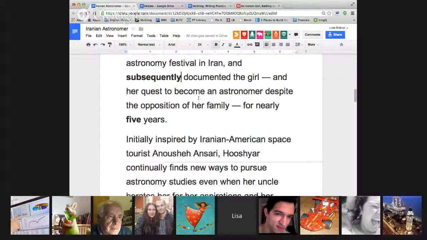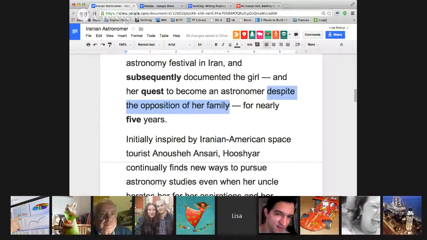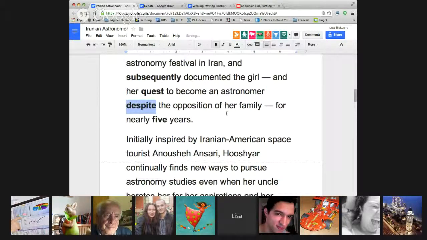And what she was documenting is her quest. When you have a quest, it's like the journey you're on to achieve something. So she is on a journey to become an astronomer. And here's the thing that makes it an interesting documentary, probably: her family is not in favor. I'm using different words to say the same thing. Her family is in opposition, so they are opposing her. You use the word despite to mean even though. So even though her parents or her family members don't want her to become an astronomer, she wants to do it anyways. So despite their opposition, she's going to do it.